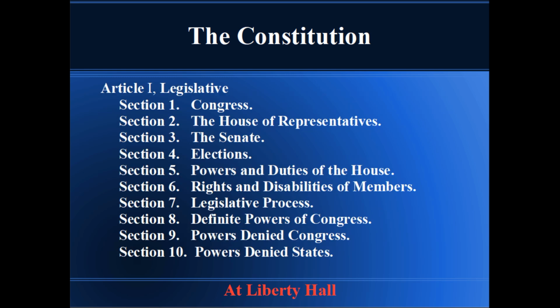Article 1, Legislative. Section 1, Congress. Section 2, the House of Representatives. Section 3, the Senate. Section 4, elections. Section 5, powers and duties of the House. Section 6, rights and disabilities of members. Section 7, legislative process. Section 8, definite powers of Congress. Section 9, powers denied Congress. Section 10, powers denied states.